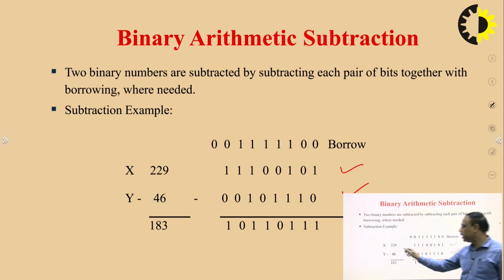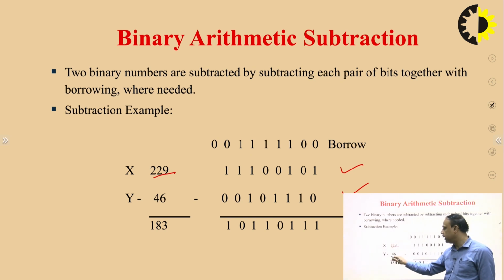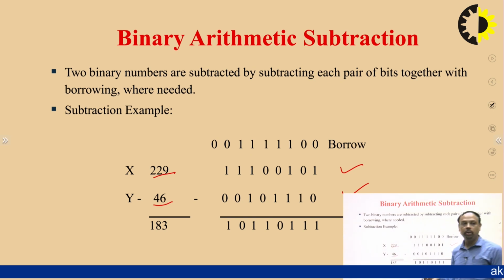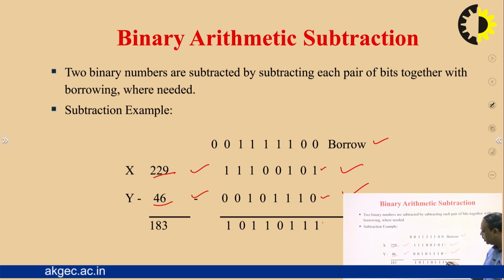Now, if we want to do the arithmetic for subtracting two numbers, we can take the two numbers, 229 as x and 46 as y, and we have to find the difference. The first step is to convert these numbers into the corresponding binary numbers, and then the subtraction is done. This is the borrow bit, the borrow carried from the next bit towards the bit which needs the borrow.